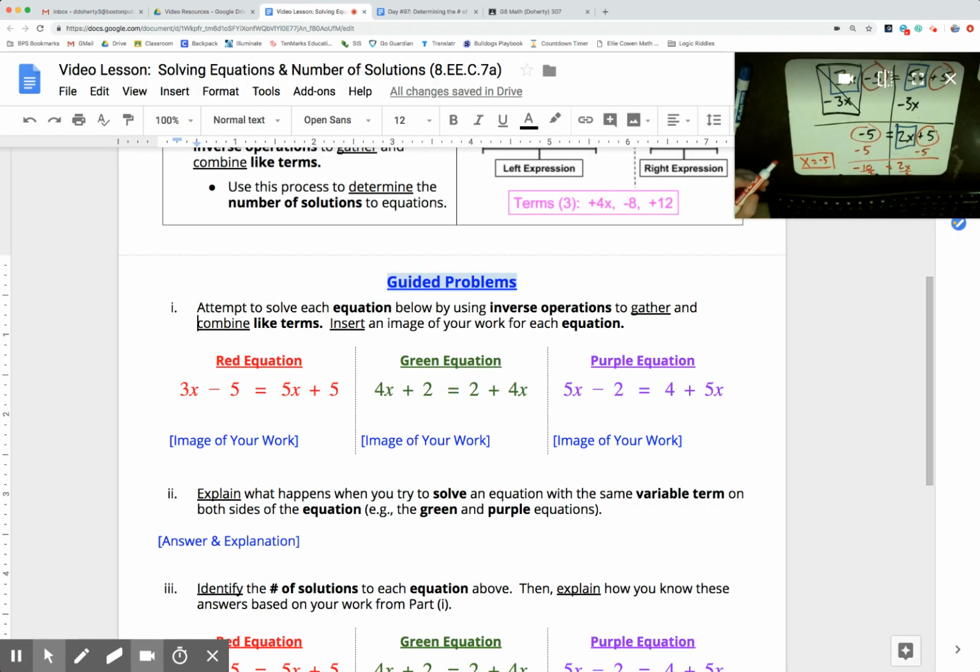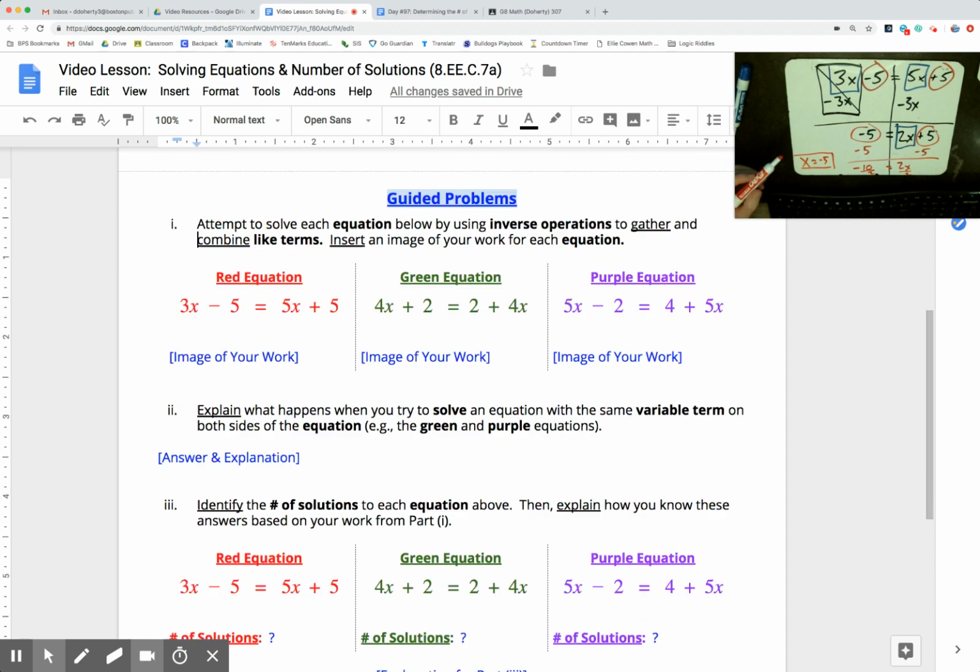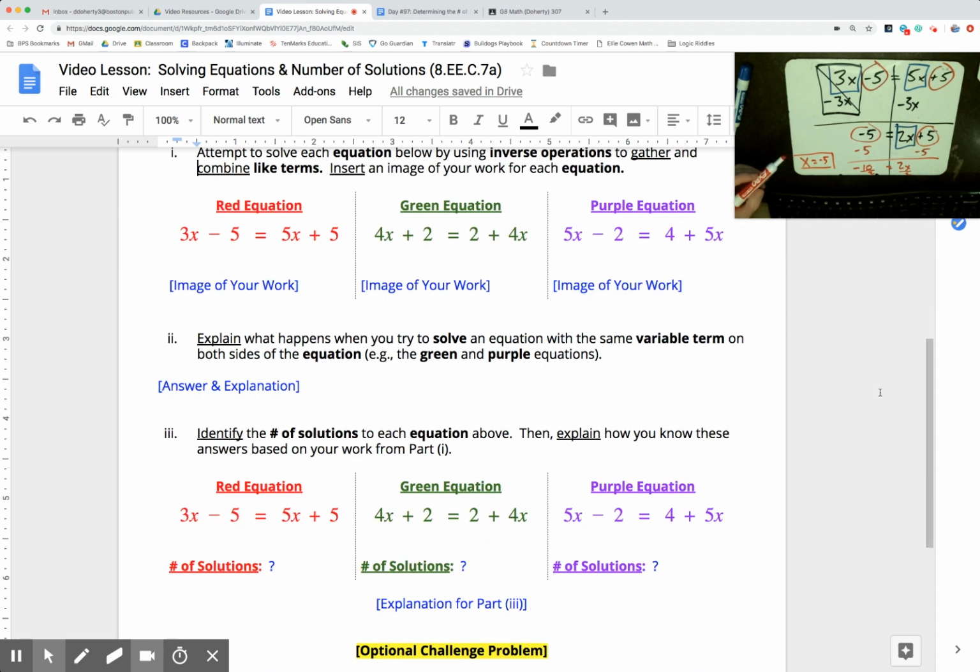So as we zoom back out, and we were asked to put in an image of our whiteboard, we're going to now do the same thing for the green equation and the purple equation. But at this point, I'm going to take a look at part 2 and part 3, and I want you to think about them with me.